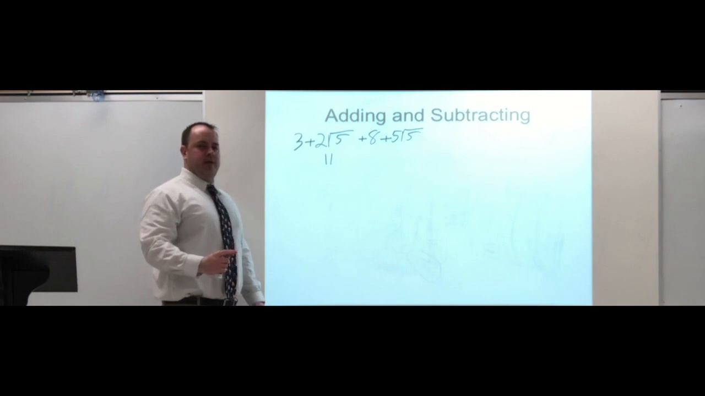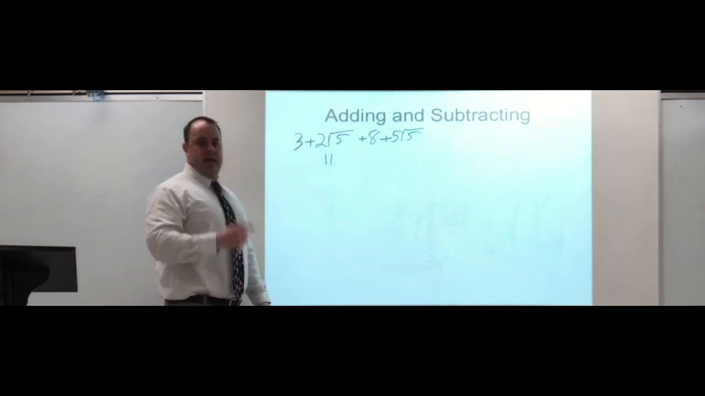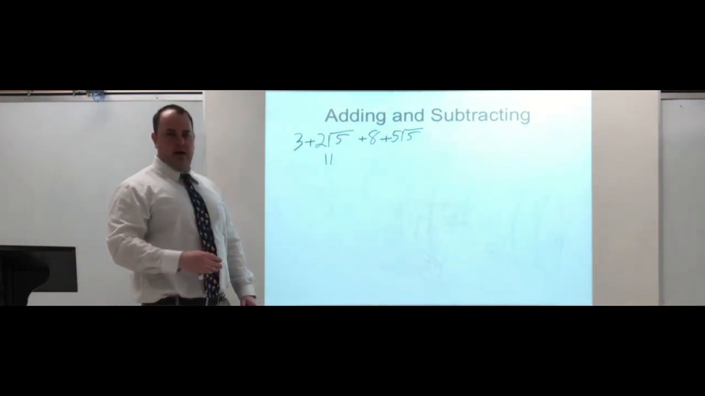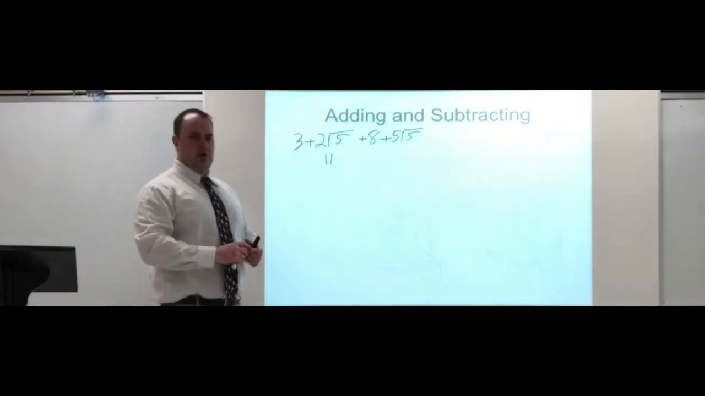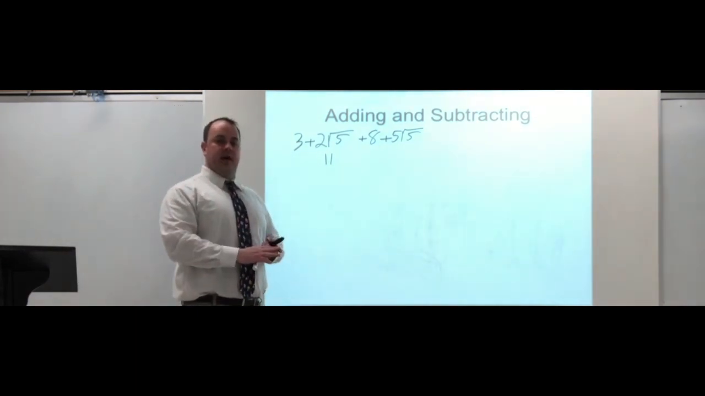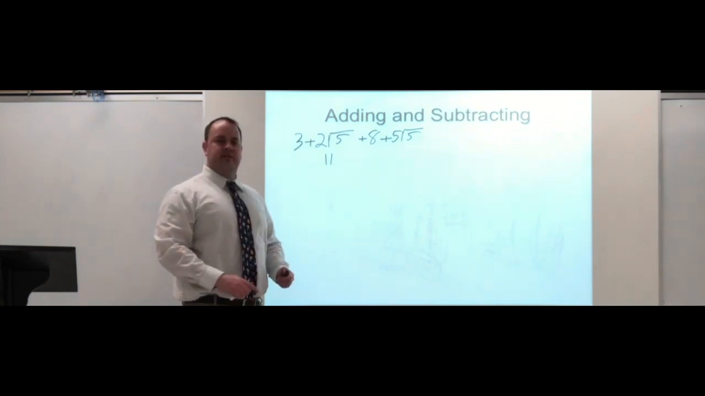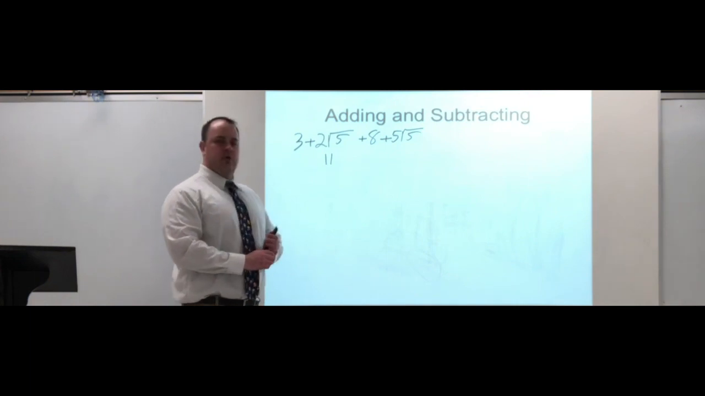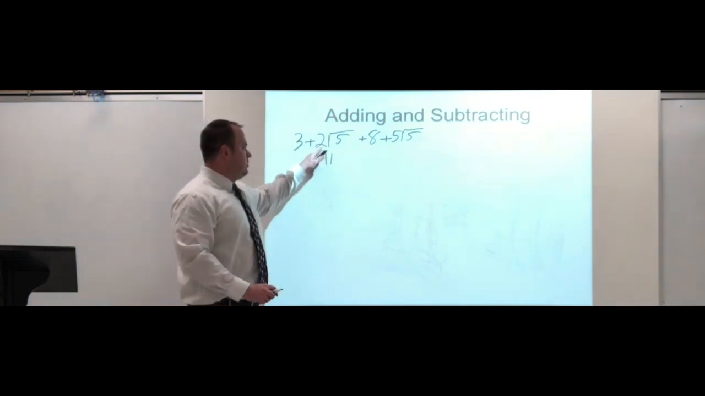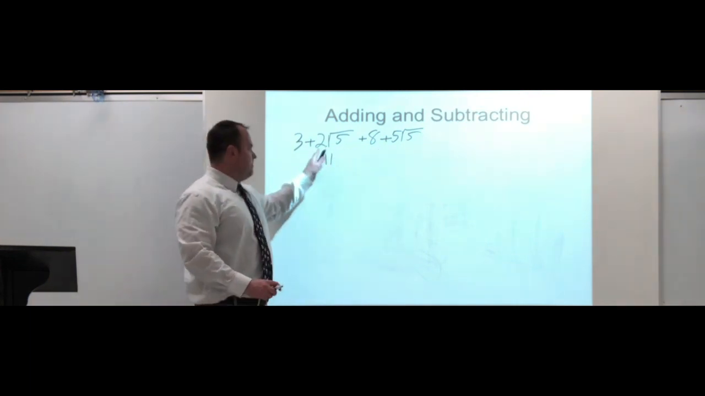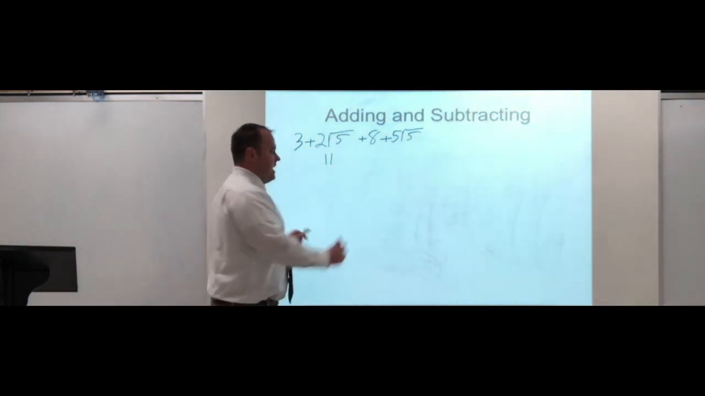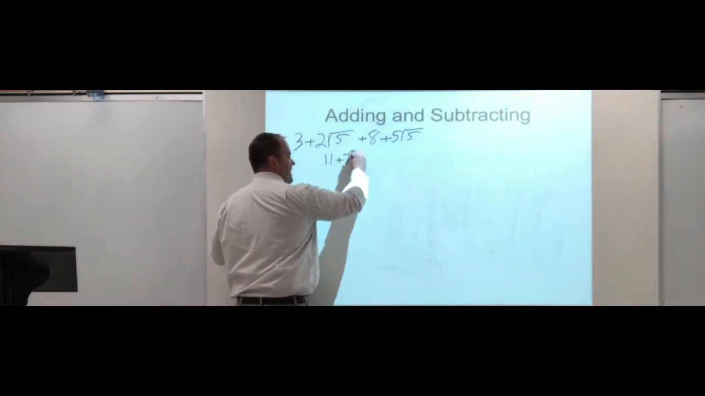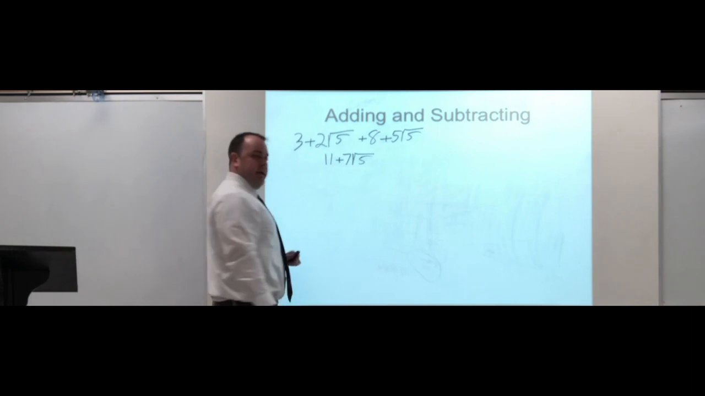That square root of 5 is treated just like a variable, like x. Just like with variables, you need to have the same variable and the same exponent. Here you need the same index and the same radicand. If you have the same index and the same radicand, you can add those coefficients together. 2 square root of 5, 5 square root of 5, 2 plus 5 is 7, and that square root of 5 stays the way it is.